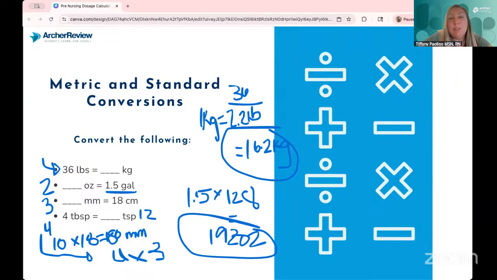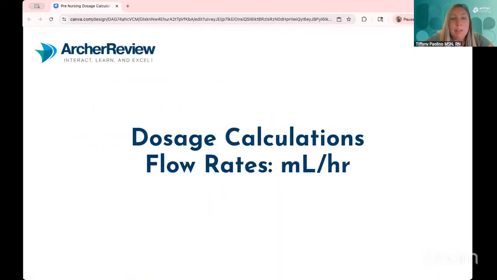So these were some basic conversions. They're foundational, but it is important. It's important to understand how to do these kind of simple conversions now, because you could get a more complex problem later on. Okay. Let's move on, everyone. Hopefully, you're still with me.